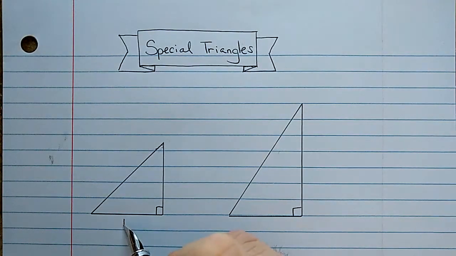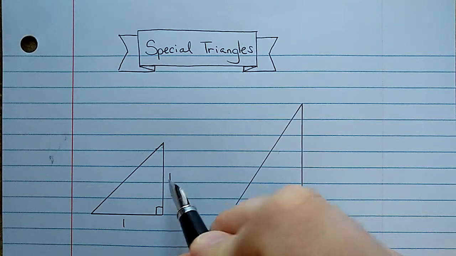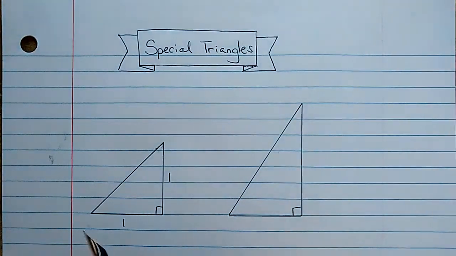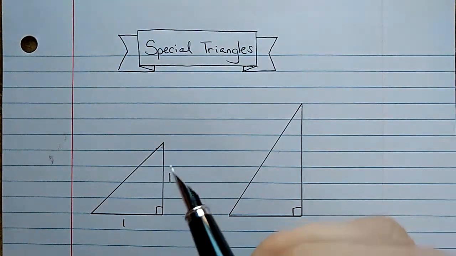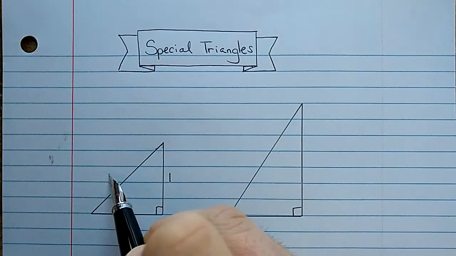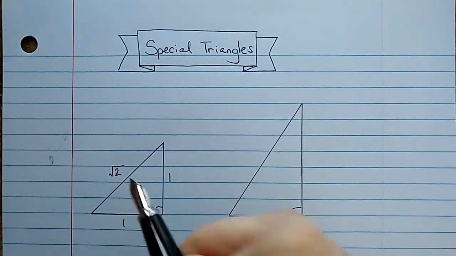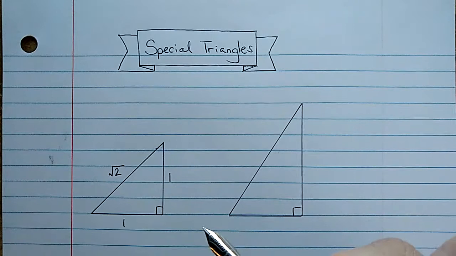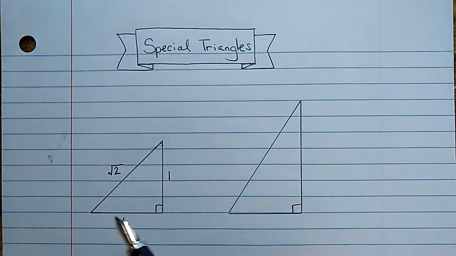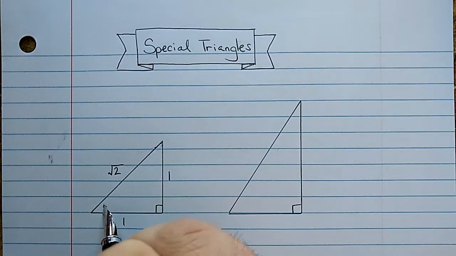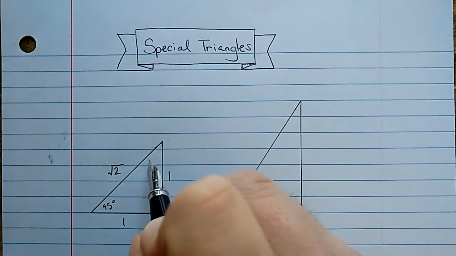This is an isosceles triangle. The two short side lengths are each 1, and you could use the Pythagorean theorem to calculate the other side length, which is the square root of 2. So it's a 1, 1, root 2 triangle. Because it's isosceles and it's a right triangle, we know that these must be 45 degrees.